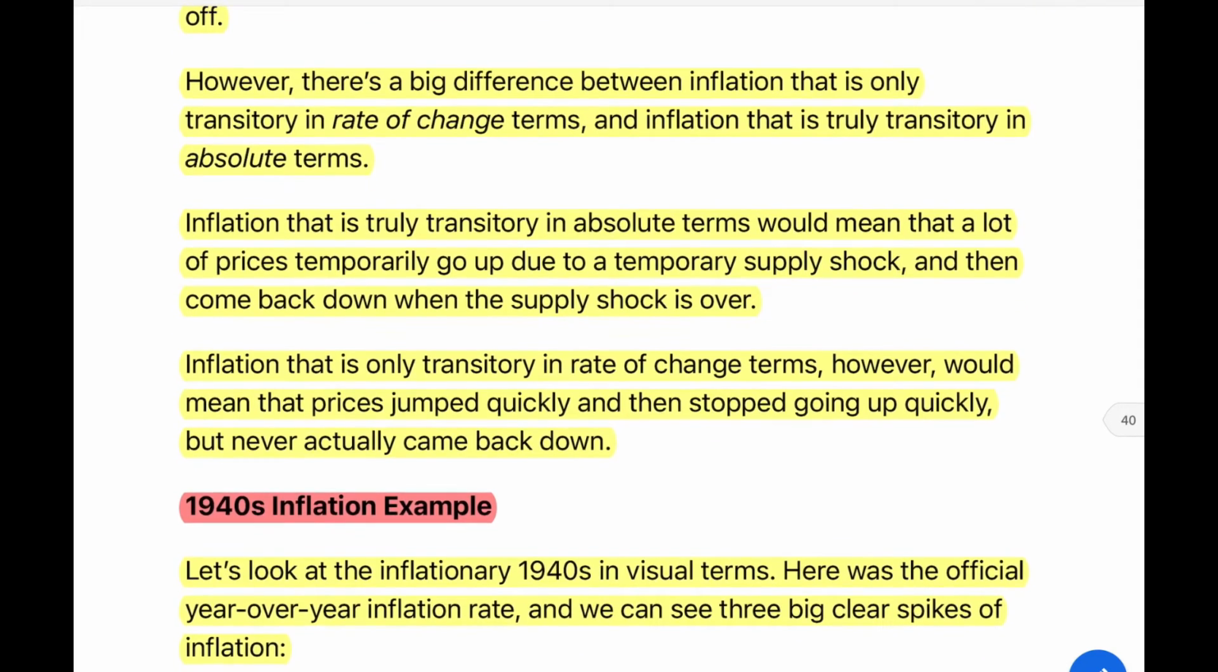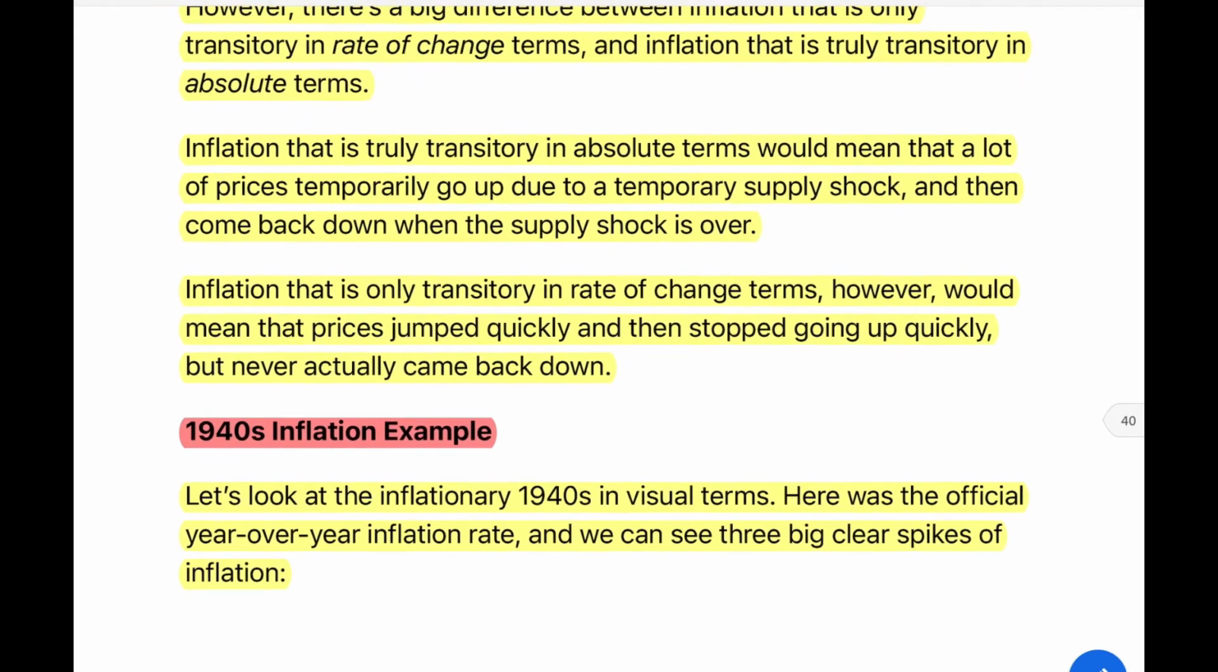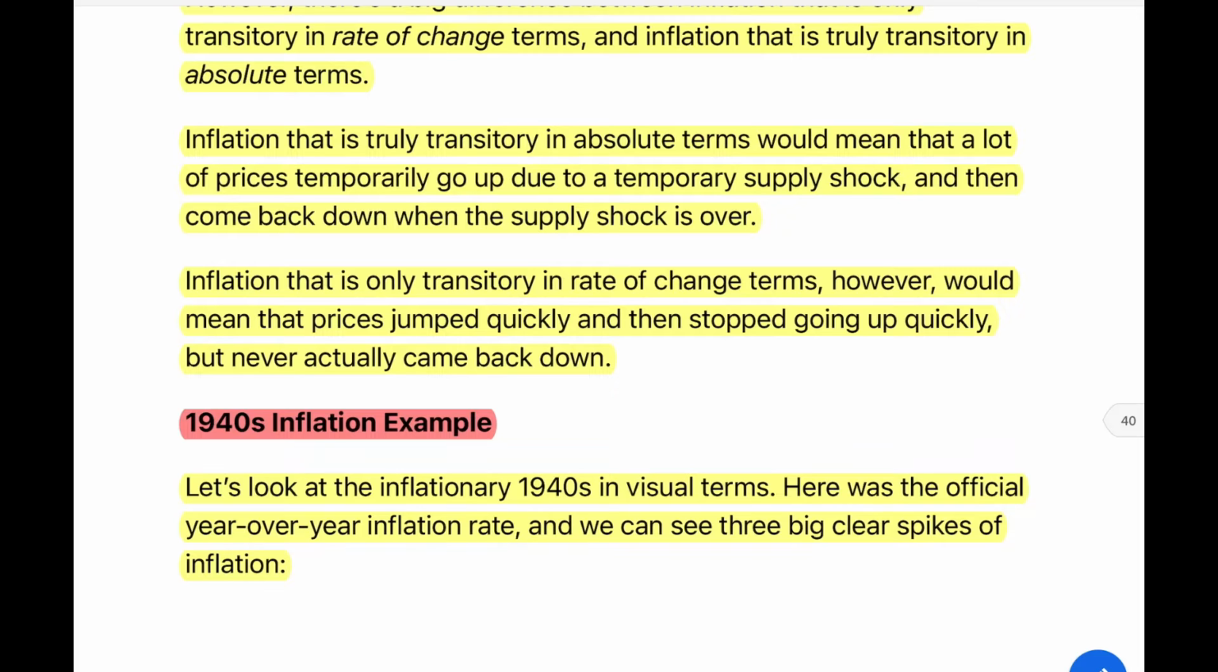However, there's a big difference between inflation that is only transitory in rate terms, and inflation that is truly transitory in absolute terms. Inflation that is truly transitory in absolute terms would mean that a lot of prices temporarily go up due to a temporary supply shock and then come back down when the supply shock is over.